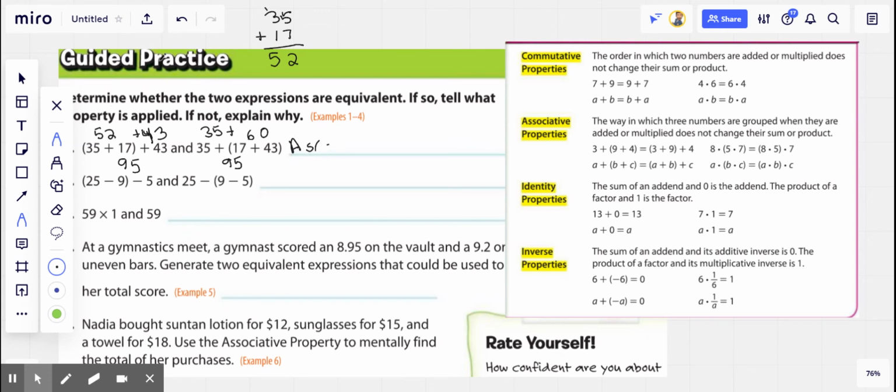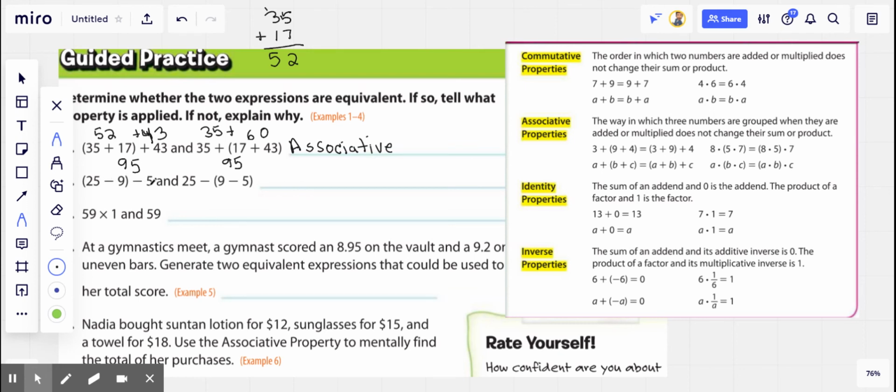Okay, so, oops. I can't write very well with this pen. Associative. All right, fix my eye there. There we go. And let's look at this one.